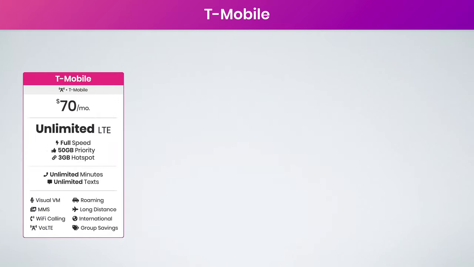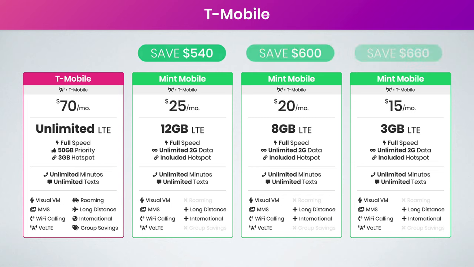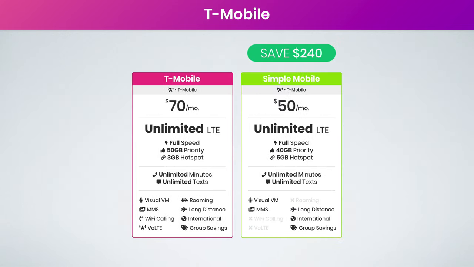Finally, on the T-Mobile network, instead of paying $70 per month for T-Mobile Magenta, you could be paying $15 to $25 per month for a plan from Mint Mobile. With 3GB to 12GB options to choose from, Mint is great for average users. Their plans will save you up to $660 per year. And if you do need unlimited, Simple Mobile has a plan for just $50 per month.